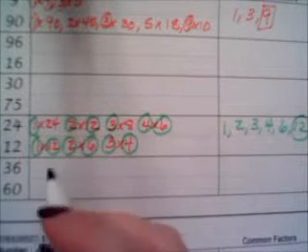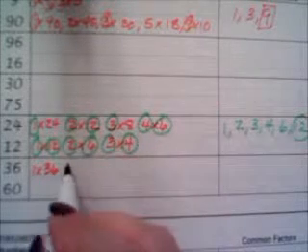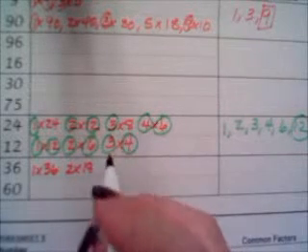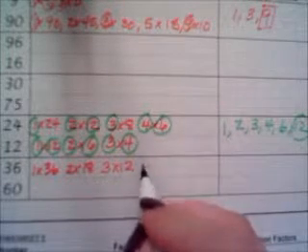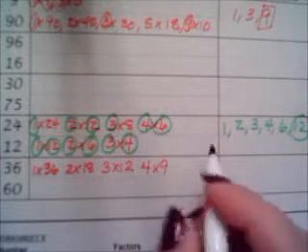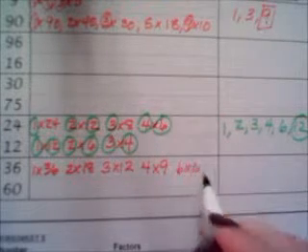All right, let's try 36 and 60. Okay? Again, we're going to find the factors of 36. Okay, they are 1 times 36, right? We can multiply 2 times 18. We can multiply 3 times 12. We can multiply 4 times 9. And we can multiply 6 times 6.